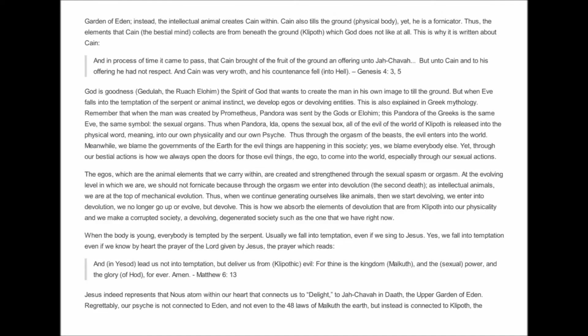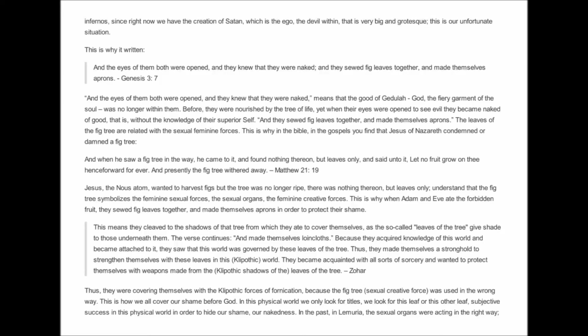Because God is goodness. God wants to create within us the man to till the ground. But when Eve falls into the temptation of the serpent, the animal instinct, we develop, of course, evil entities. This is how it is explained in mythology. You remember when the man was created by Prometheus, Pandora was sent by the gods.